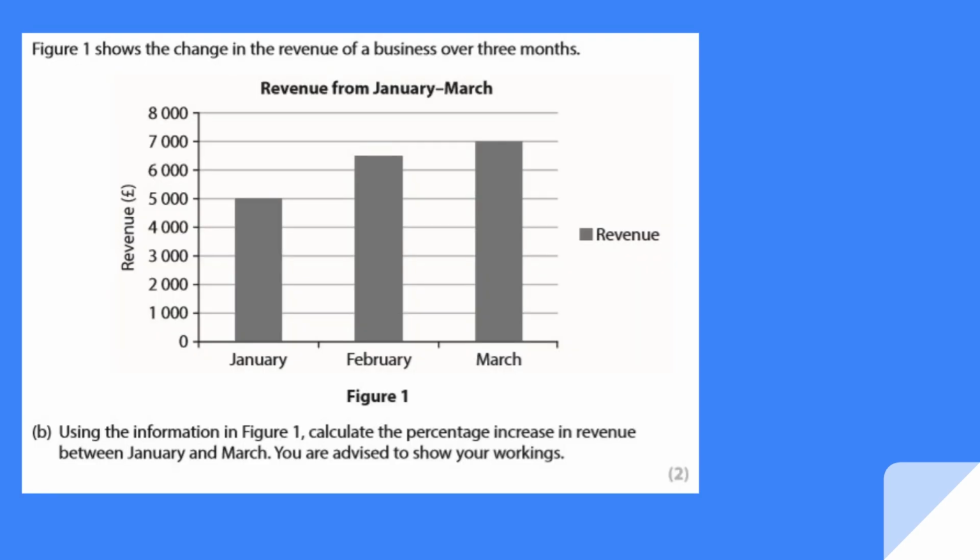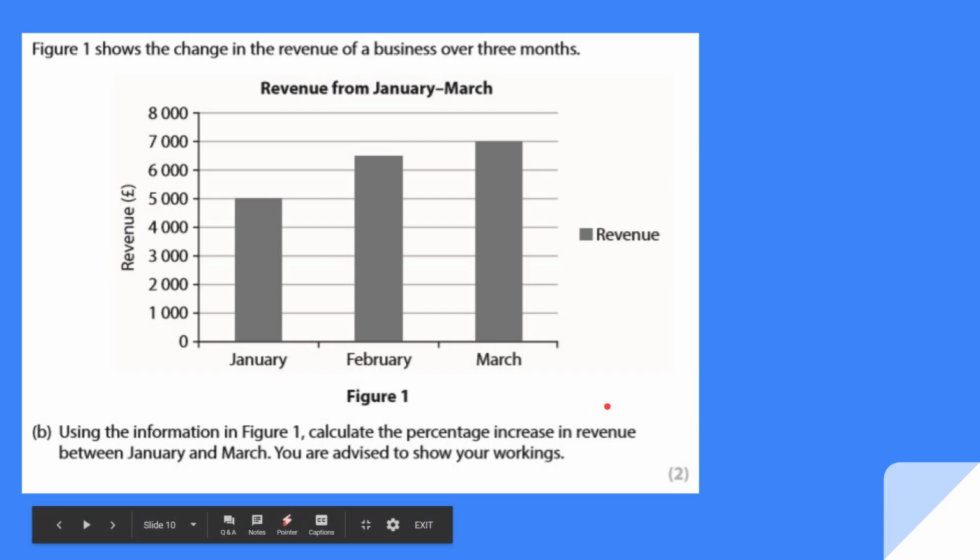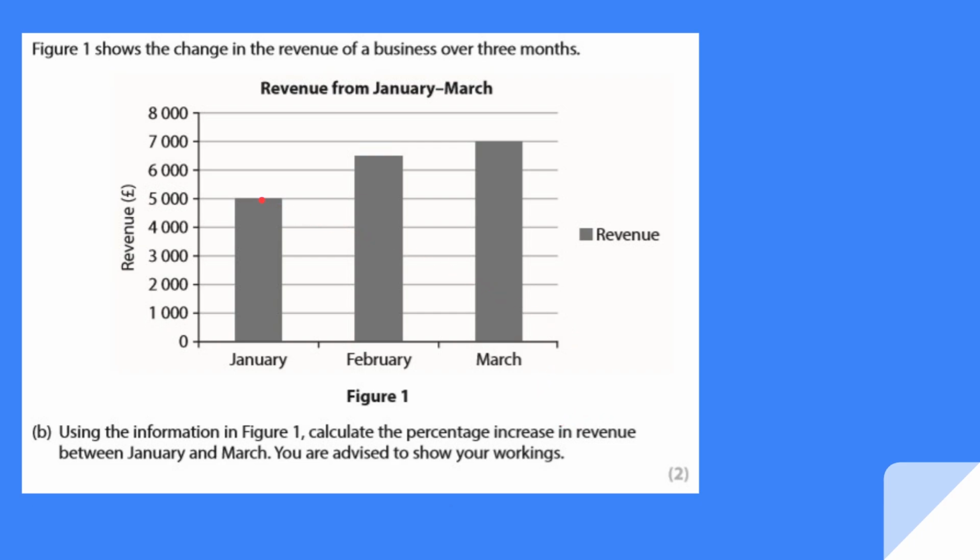All right, so next one, what do we got here? Calculate the percentage increase in revenue between January and March. So we can see January is 5,000, this one's 7,000 in March. So here you've just got to work out a percentage change. How do you work out percentage change? Well, it's just change divided by original times 100.